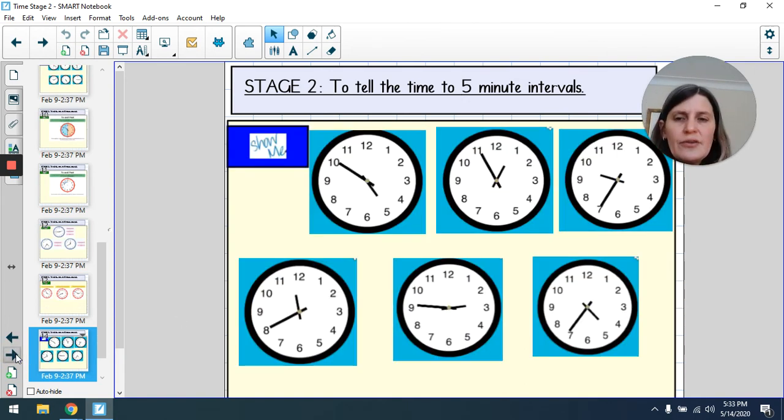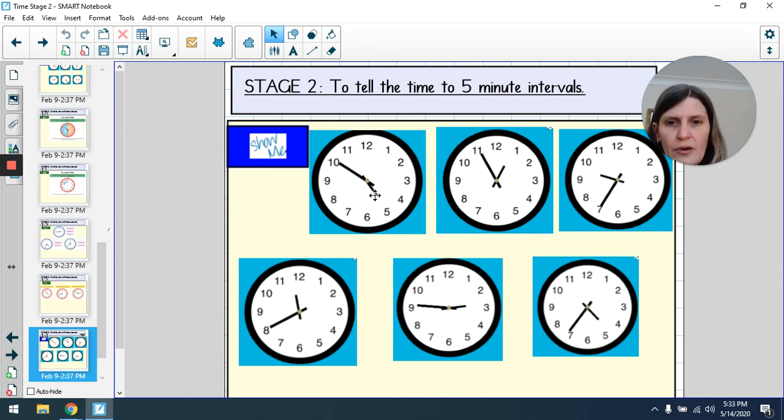Right, it's your chance to have a go. I'd like you to write the time in words. If you're feeling super confident, then you can write the time in words and have a go at the digital time, and I'll tell you both answers. So pause the film when you're ready and then restart it to check your answers.